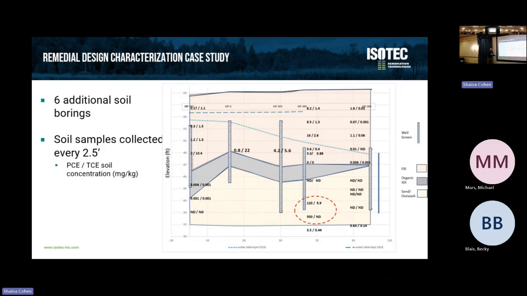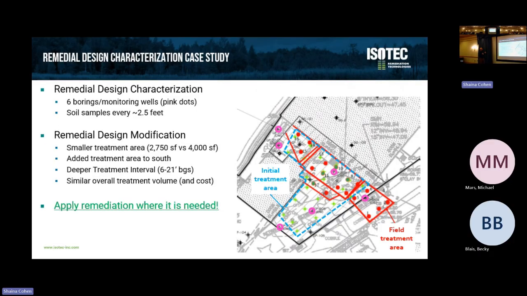And lo and behold, we find these whopping 120 and 500 milligram per kilogram concentrations of PCE at depth. This was below the zone that had been recommended for treatment. So given 6 additional borings and finding more contamination deep, one of the things we did find is that this lobe out here, where we had 2 more borings, was not impacted. So we were able to take this out of the zone.